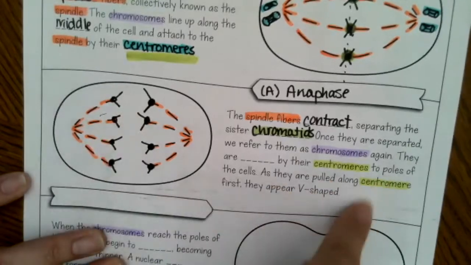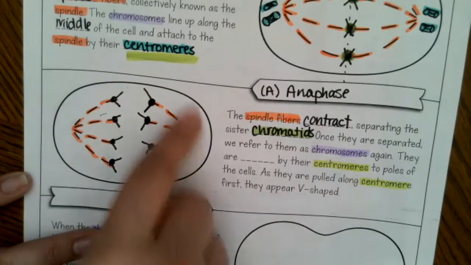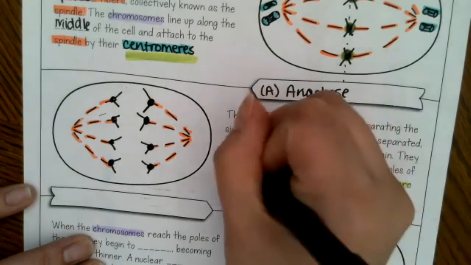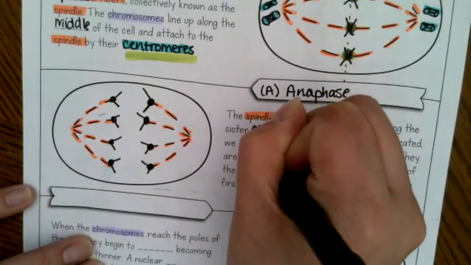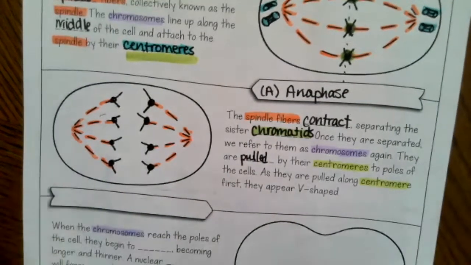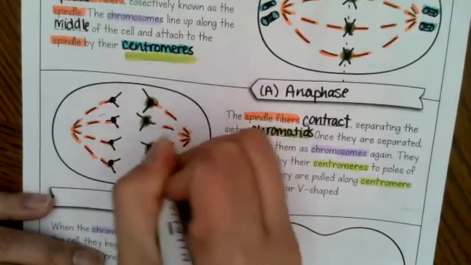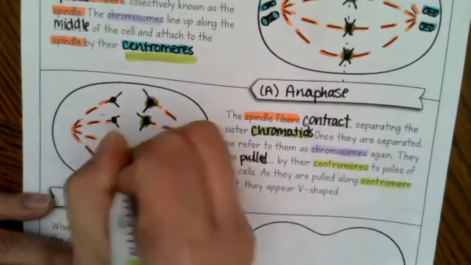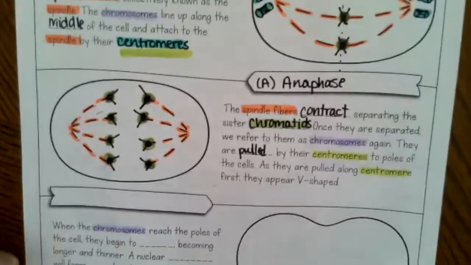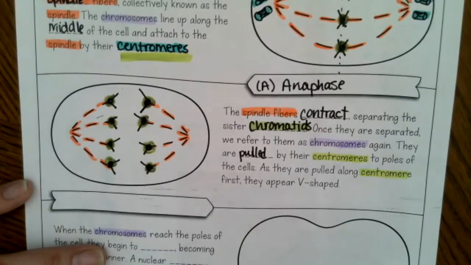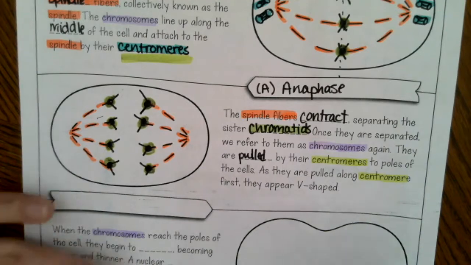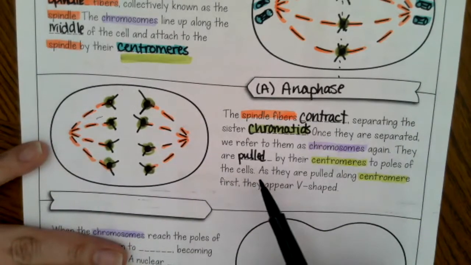So here, once they're separated, we're going to refer to them as chromosomes. These guys have now become chromosomes. They're going to be pulled by their centromeres, so that little center button there. They're getting pulled by their button. And remember how I said these spindle fibers, I like to think of them as like a fishing line. Well, they're getting pulled just like you would with a fishing line, right? You catch a fish, reel it in. So they're pulled apart by their centromeres to the poles of the cells.